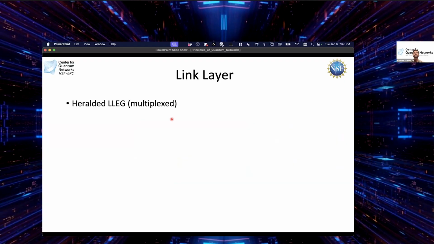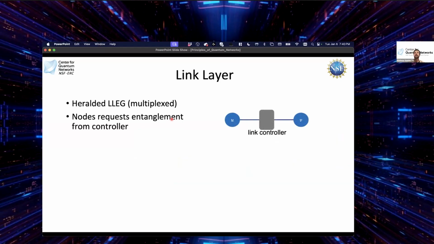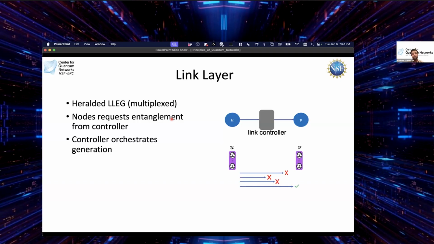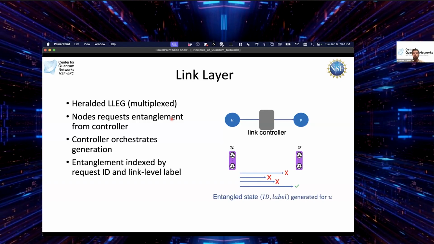Again, the idea is to do heralded link level entanglement generation, in principle multiplexed heralded link level entanglement generation. And the service goes as follows. The nodes request entanglement generation from the link controller, and the controller will orchestrate this generation by determining how many attempts to proceed until success, or repeat until success, to generate link level entangled states between the nodes. So it might be the case that we might need multiple attempts, and all these attempts are controlled by the link controller.